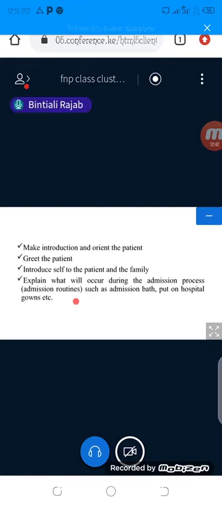Greet the patient. Of course, this should come very fast in your assessment of a patient. The first thing you do when you come into contact with the patient is always to greet this patient so that you maintain a rapport with this patient. So greet the patient, introduce yourself to the patient and to the family. Remember, some of these patients come alone. Others come with their families, and their families are equally stressed about the situation.